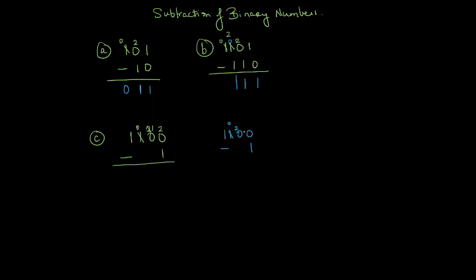Again, we need to borrow. So we're borrowing from this. This will become 1, and this will now become 2. So 2 subtract 1 will be 1. We bring down the 1, and we have 0 and then 1. And that will be our answer for this.